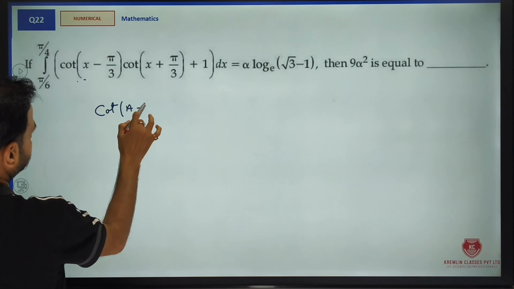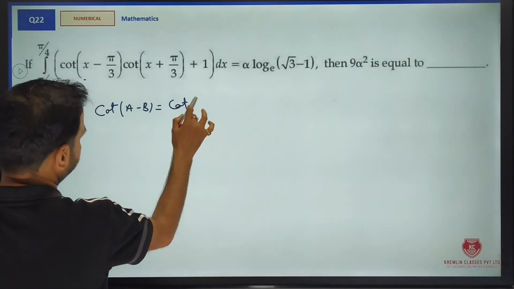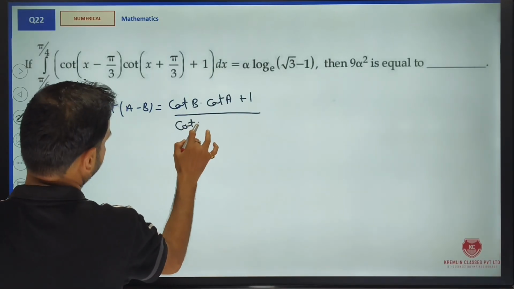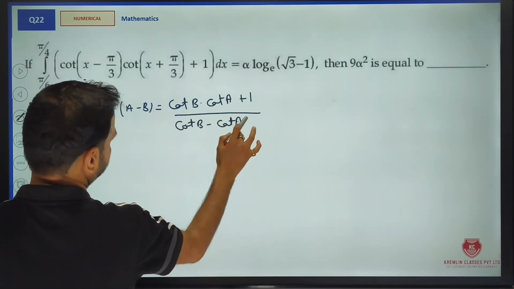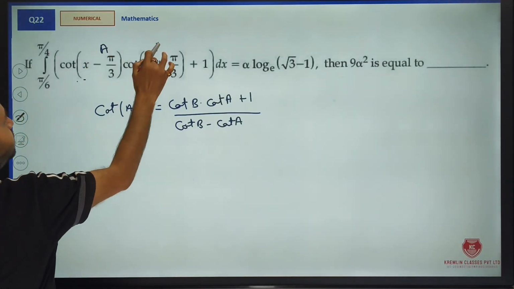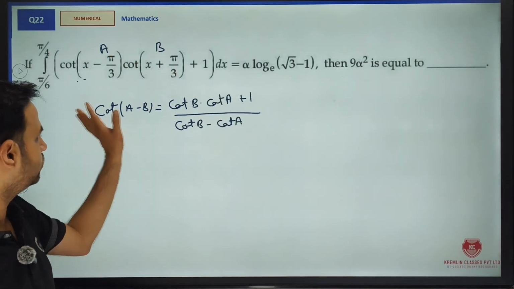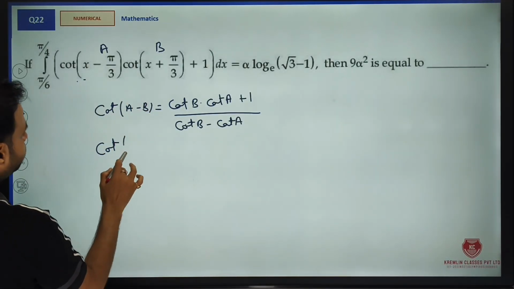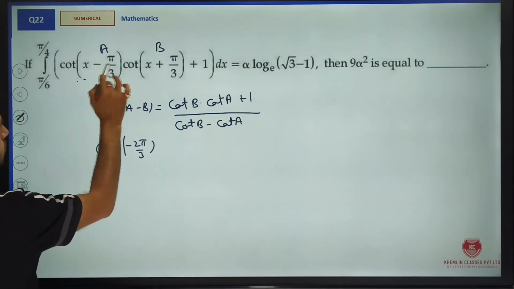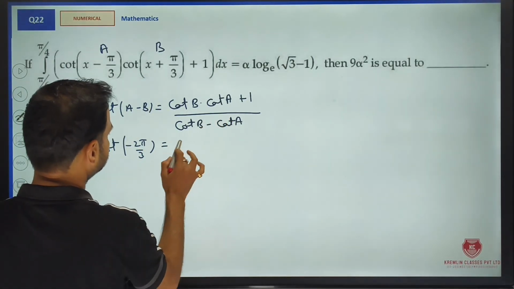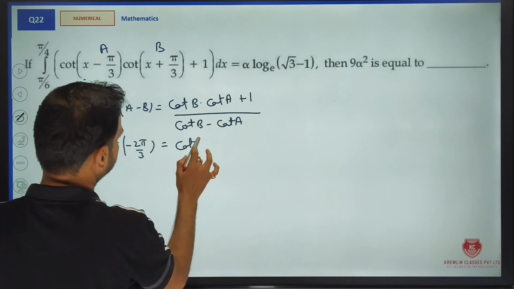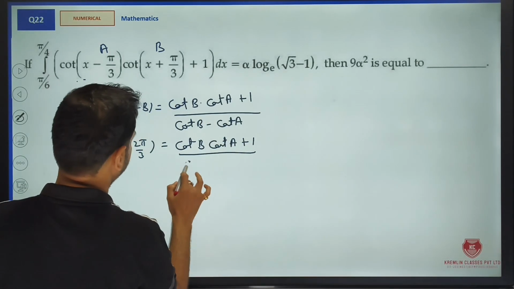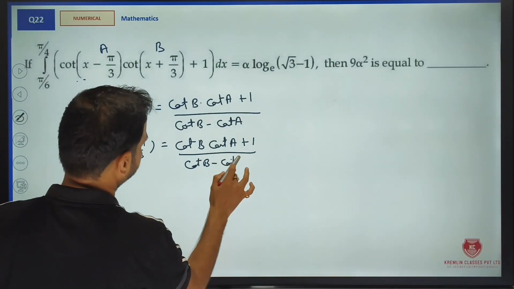Cot A minus B should be equal to cot B cot A plus 1 upon cot B minus cot A. Okay, let us say this is A and this is B. First, before solving, you have to calculate it, na? So cot A minus B will come out to be minus 2 pi by 3, A minus B. This is cot B cot A plus 1 upon cot B minus cot A.